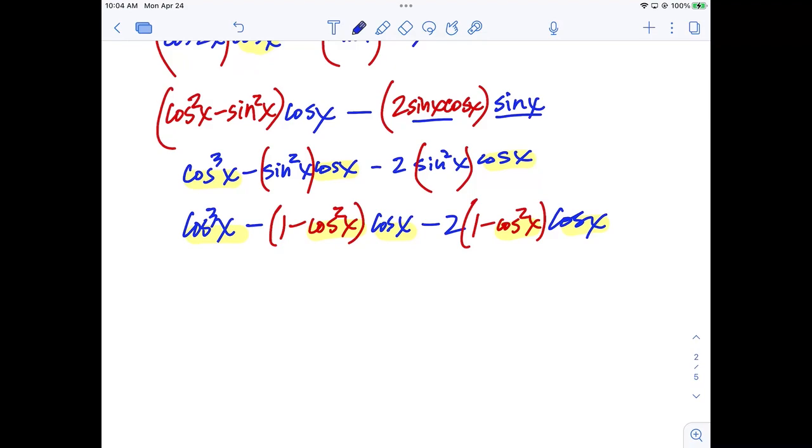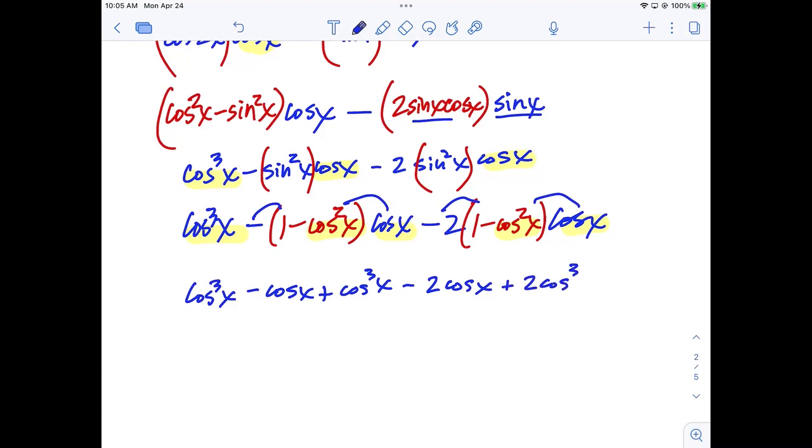Let's simplify. To do that, we're going to distribute again. Now, on the first one, be careful. We're distributing a negative cosine, a negative from the left and a cosine from the right. So it becomes negative cosine of x plus cosine cubed of x. And on the next one, we're distributing a negative 2 from the left and a cosine from the right. Negative 2 cosine of x plus 2 cosine cubed of x.